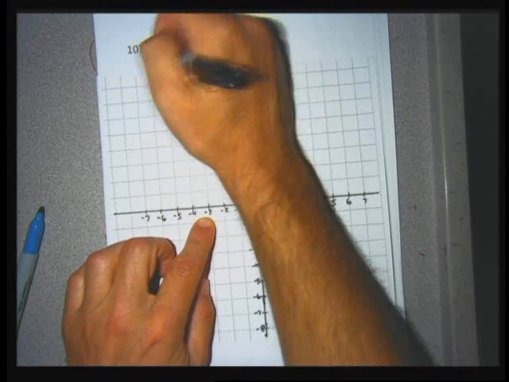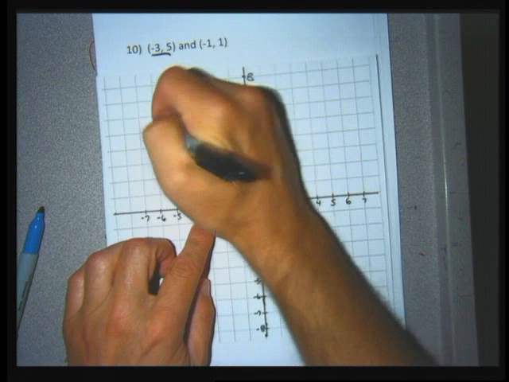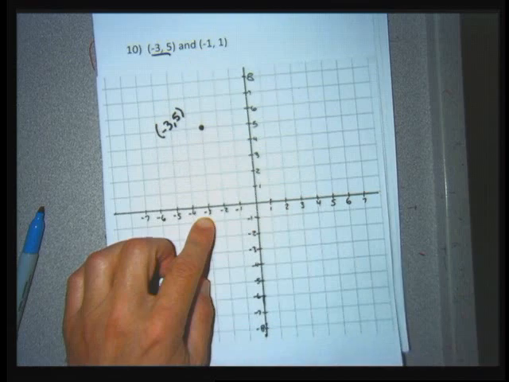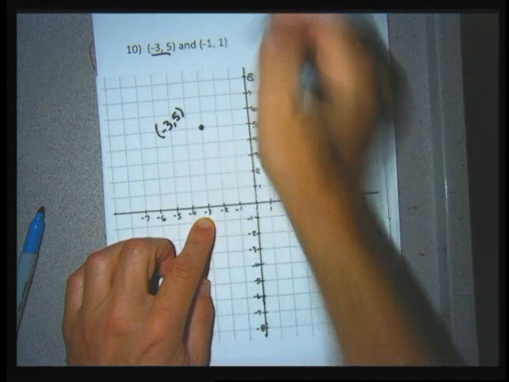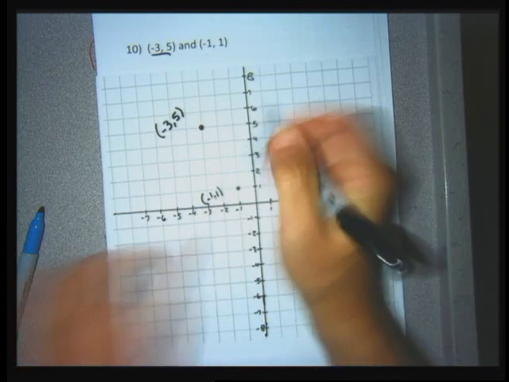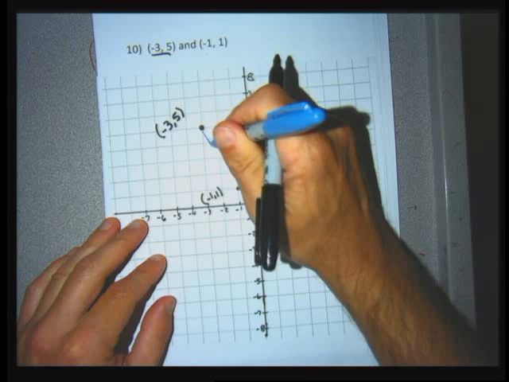So I'm going to plot the first point, which is the point -3 comma 5. And you don't need graph paper to do this. Actually, you don't even need to graph to do this. Second point is -1, 1. I'm going to connect the points.